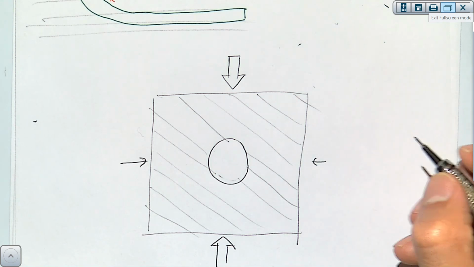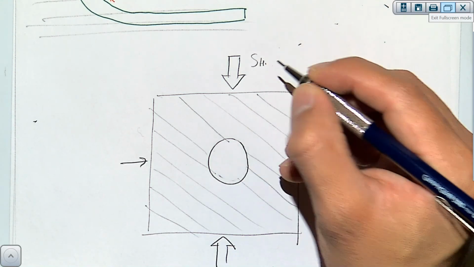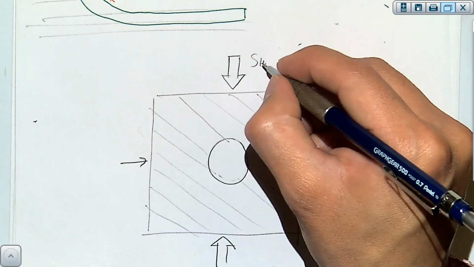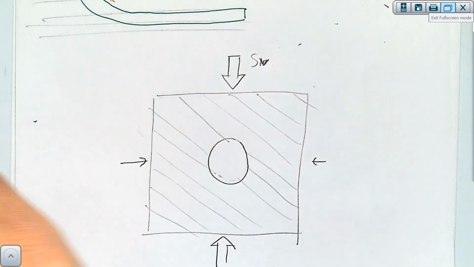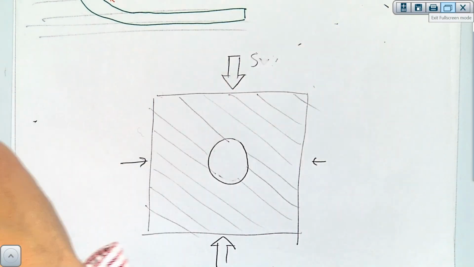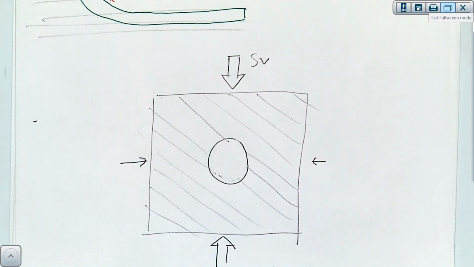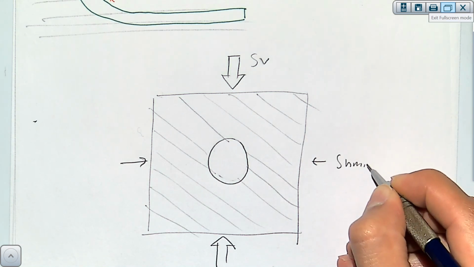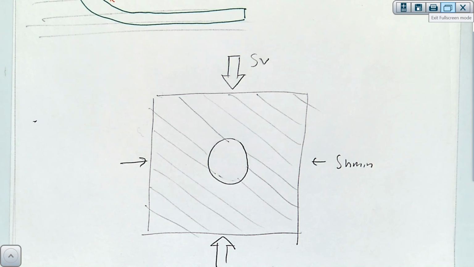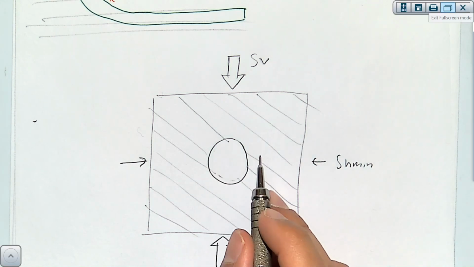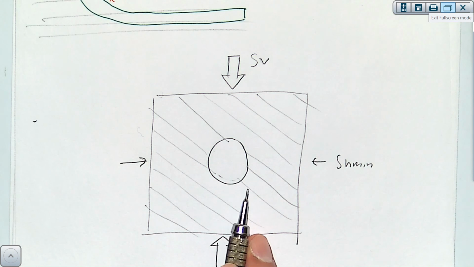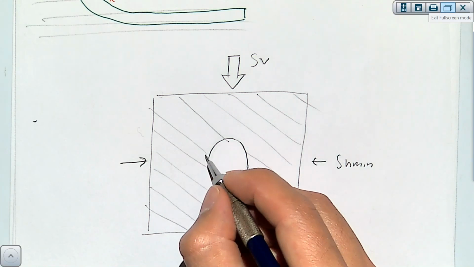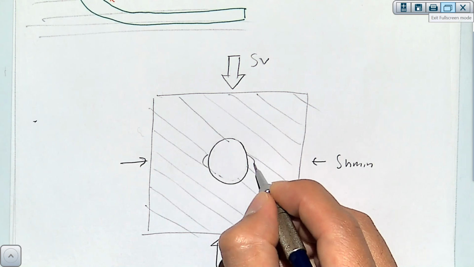Let's say this is a vertical. No, this should be a horizontal wellbore on a formation with some bedding. So the breakout should be on the sides, right? So somewhere over here, I should have breakouts.